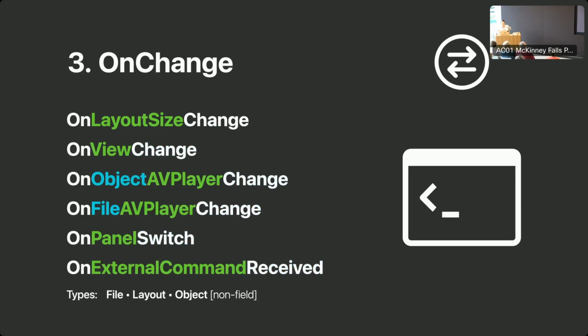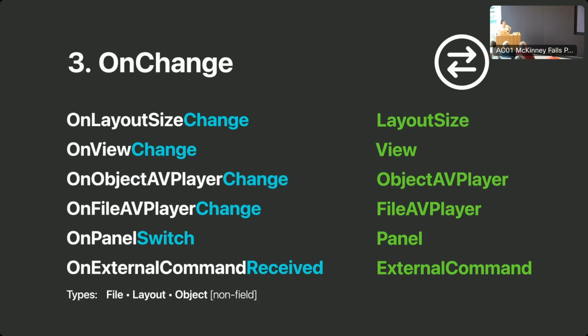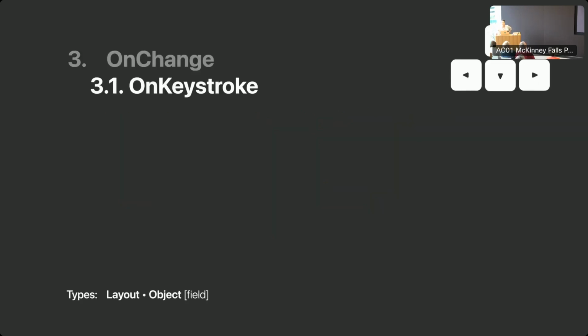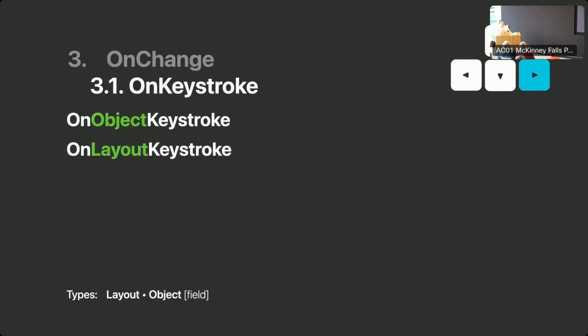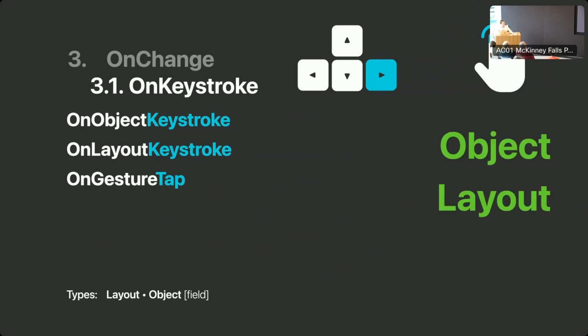A subset of the on change triggers, just a breakdown, would be on keystroke. I think on keystroke is also a change. It's an action that you're making, but it's a change in behavior. Now this can be on object keystroke or on layout keystroke. And I have a couple of good examples of that. Along similar lines, the mobile version would be on gesture tab. So my oversimplification of all this, these are all on change script triggers. And they apply to object, layout and mobile gestures.